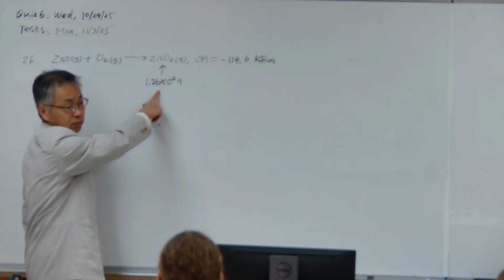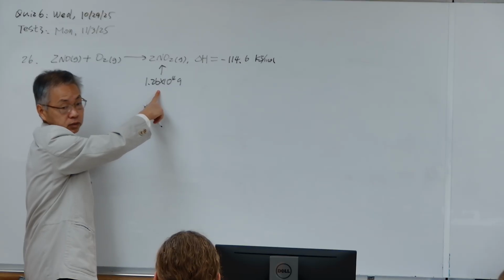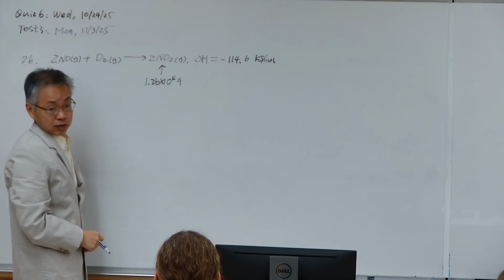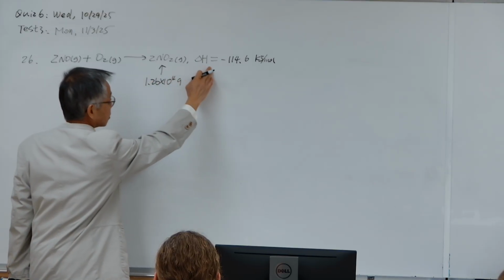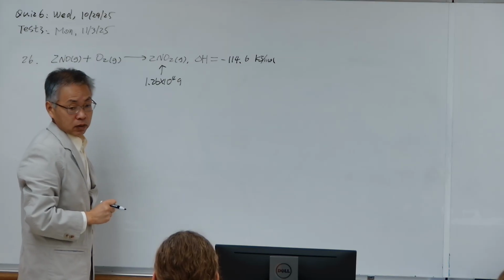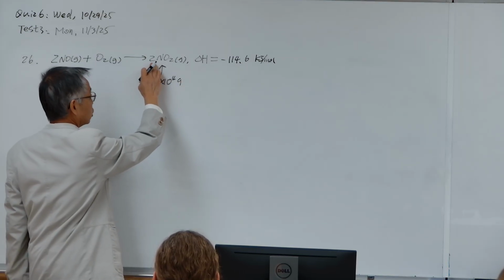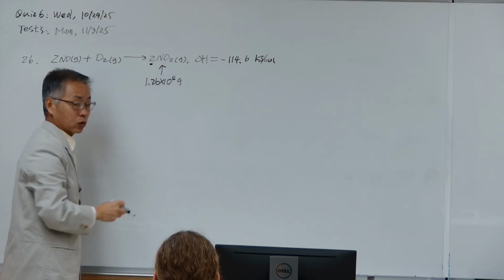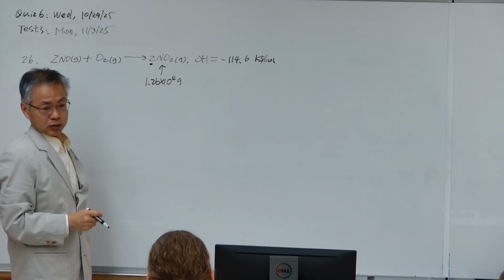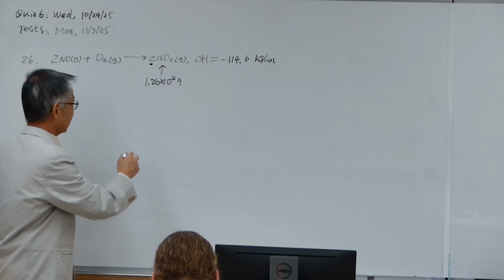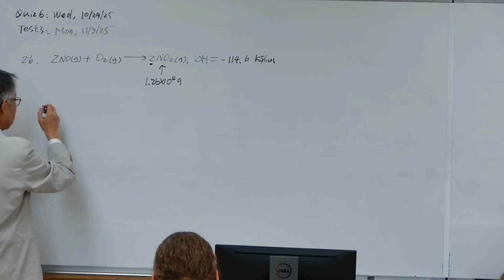Since this is mass, gram is mass, so we need to convert to mole first. Then use this amount, because this amount is for every 2 mole. Every 2 mole NO2 will produce this amount of energy. So anyway, we need to convert this into mole first.